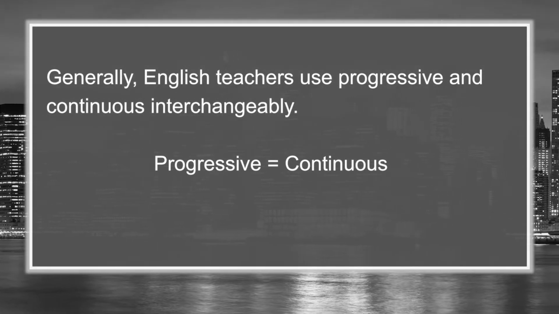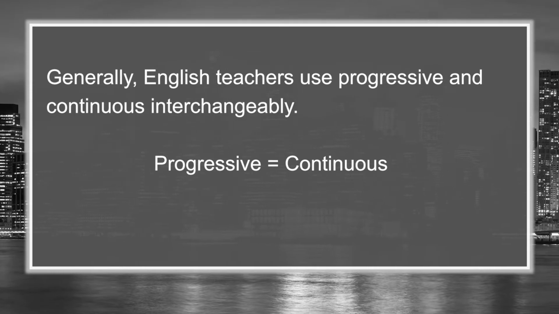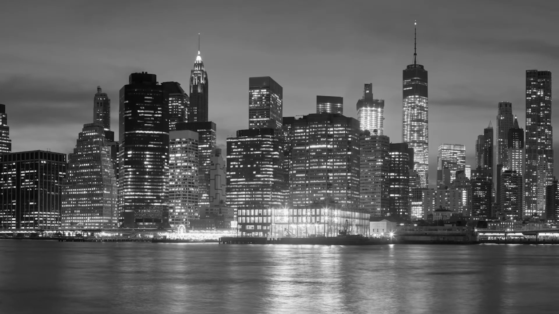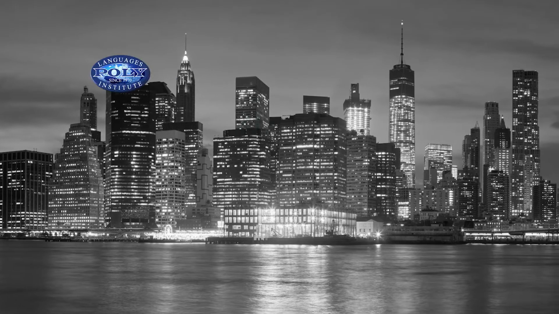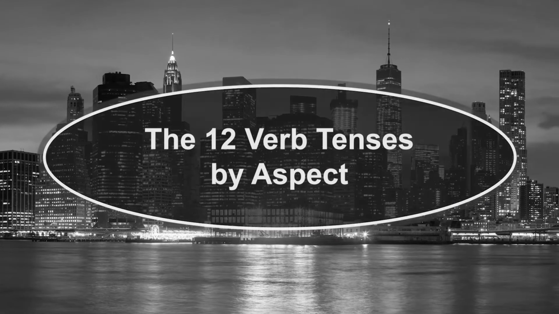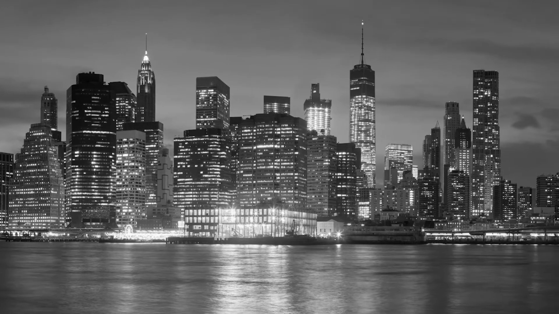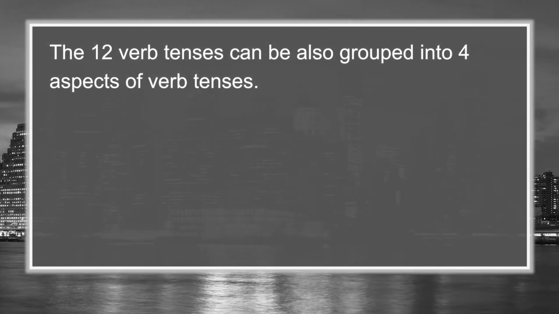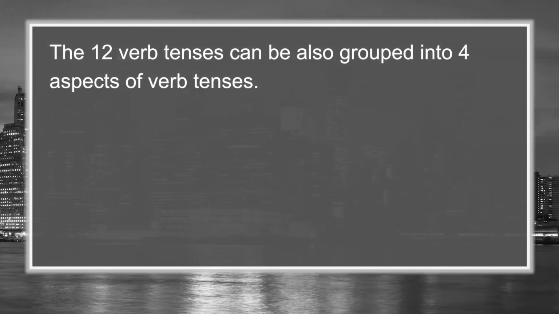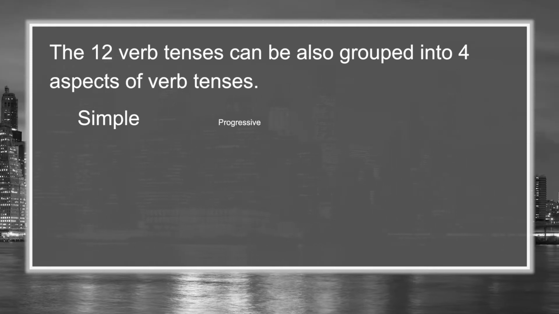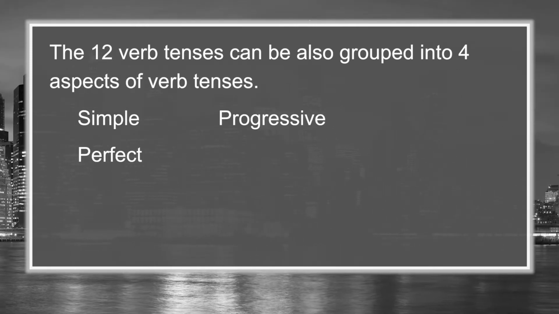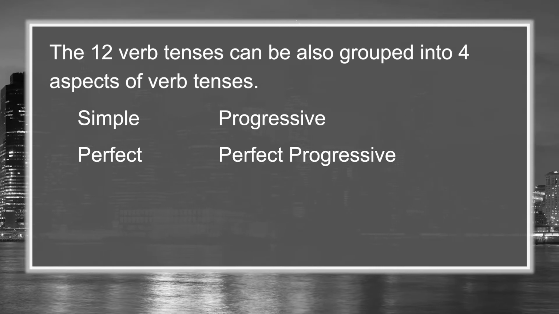Generally, English teachers use progressive and continuous interchangeably. The 12 verb tenses by aspect. The 12 verb tenses can also be grouped into 4 aspects of verb tenses: simple, progressive, perfect, and perfect progressive.